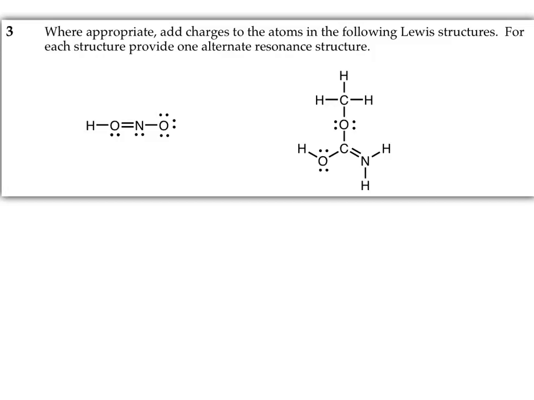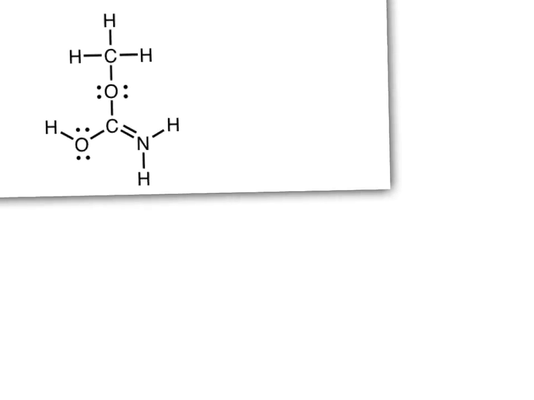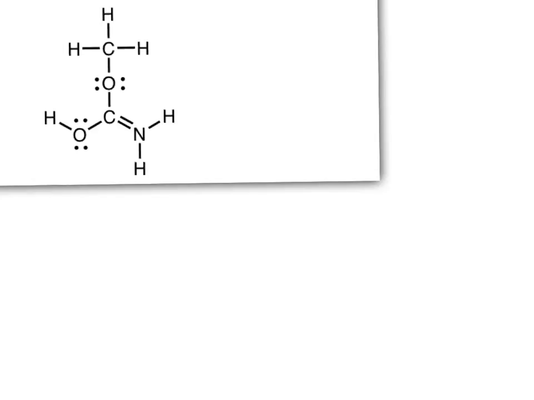Assign charges and write a resonance structure. Well, let's take a look at this one. And so what we want to pay attention to here is hydrogen makes one bond, and each of the hydrogens in the structure is making one bond, so no charges on any of the hydrogens.